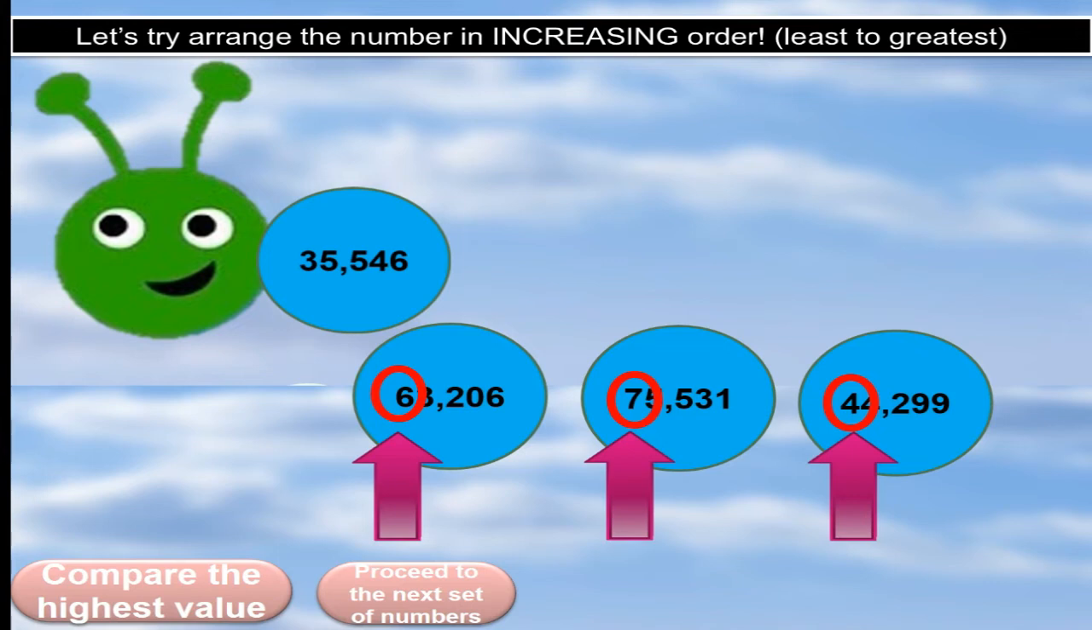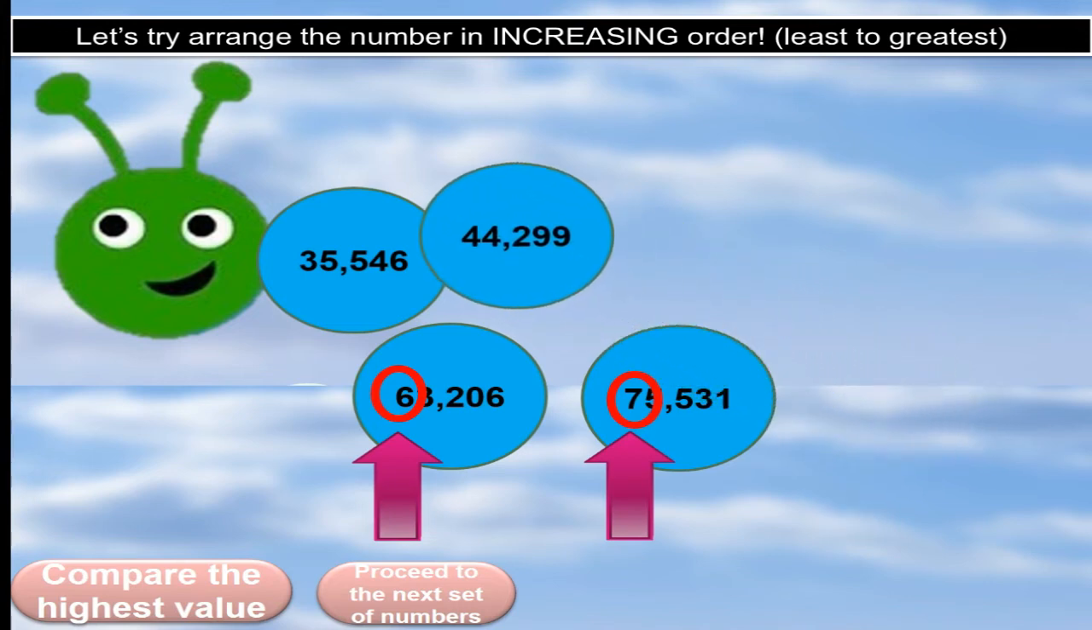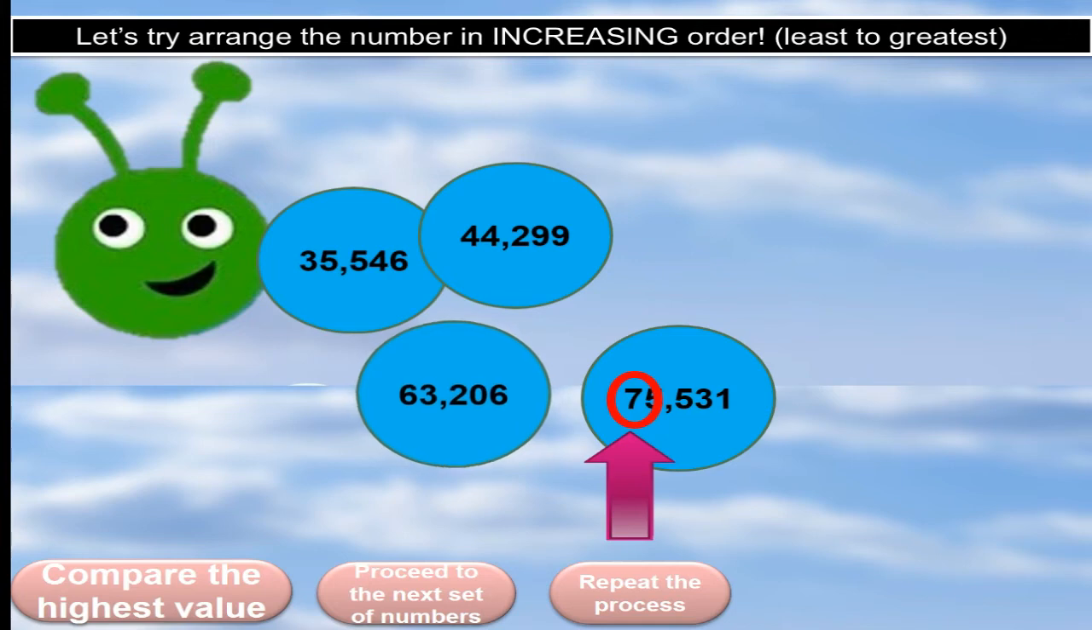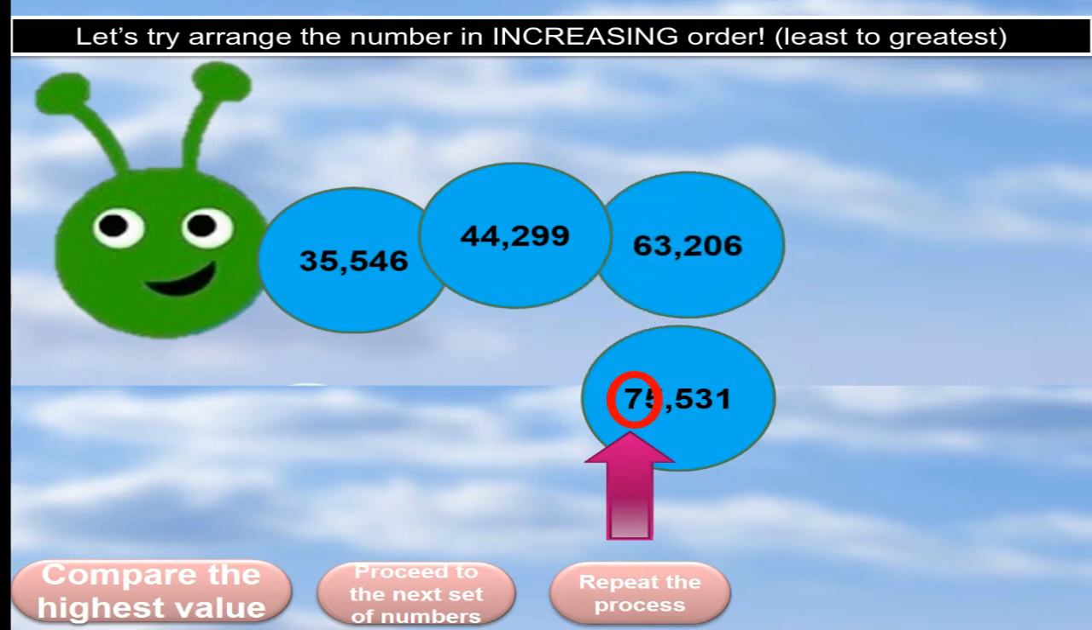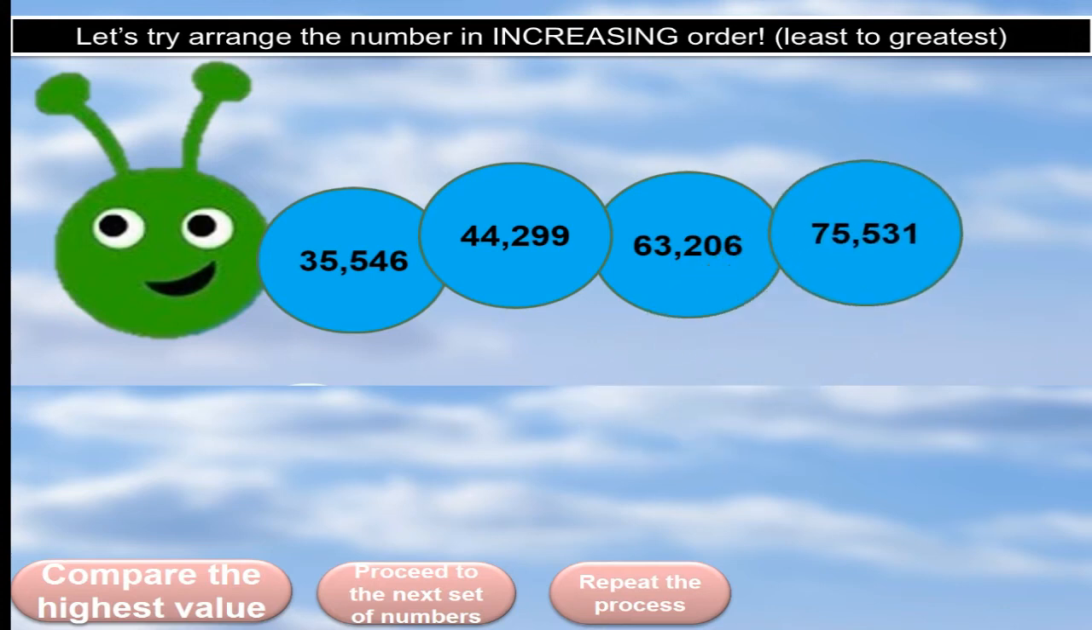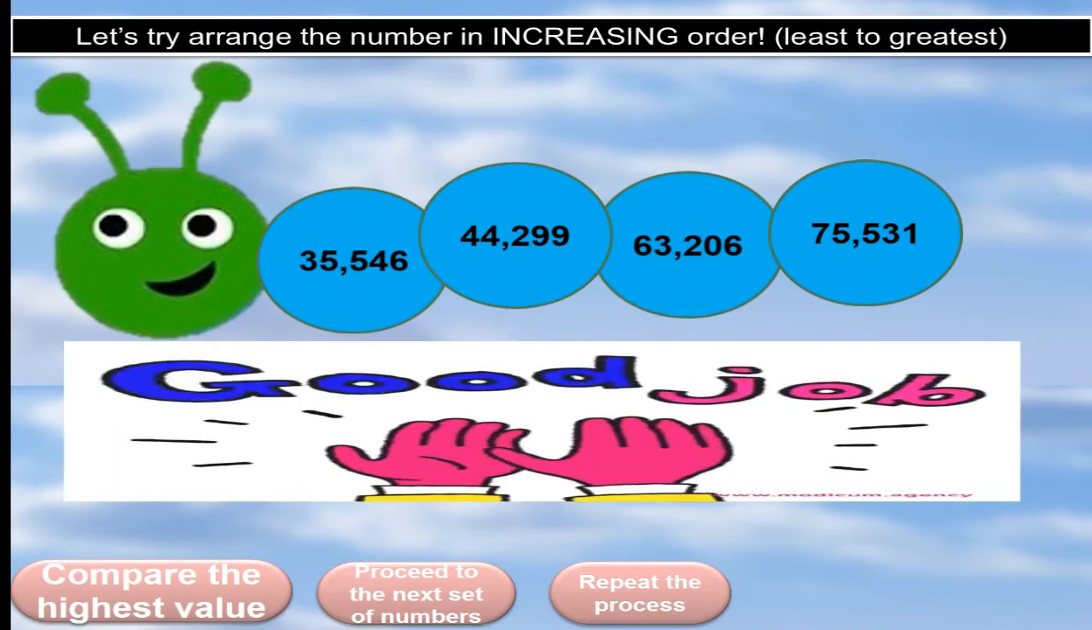So let's compare 6, 7, and 4. 4 is less than 6 and 7. So the next number is 44,299. Then we will just repeat the process. So let's compare 6 and 7. 6 has less value than 7. So the next number is 63,206. And the number with the greatest value is 75,531. Did you get the same answer? Good job!